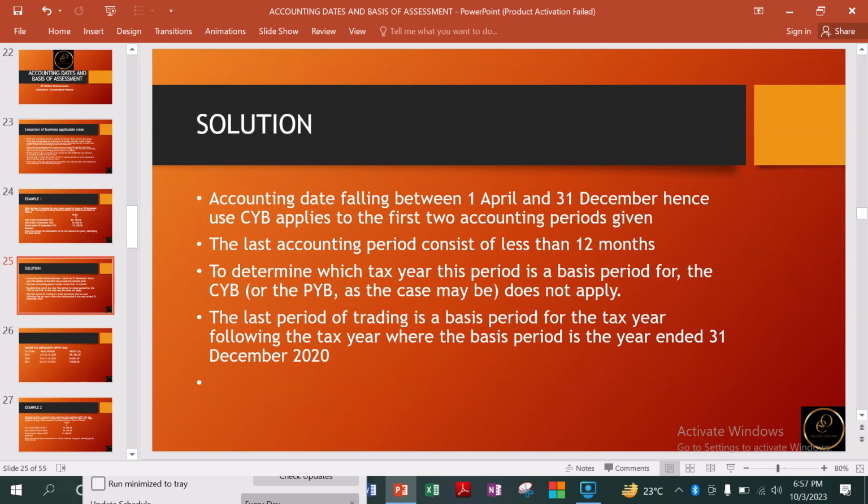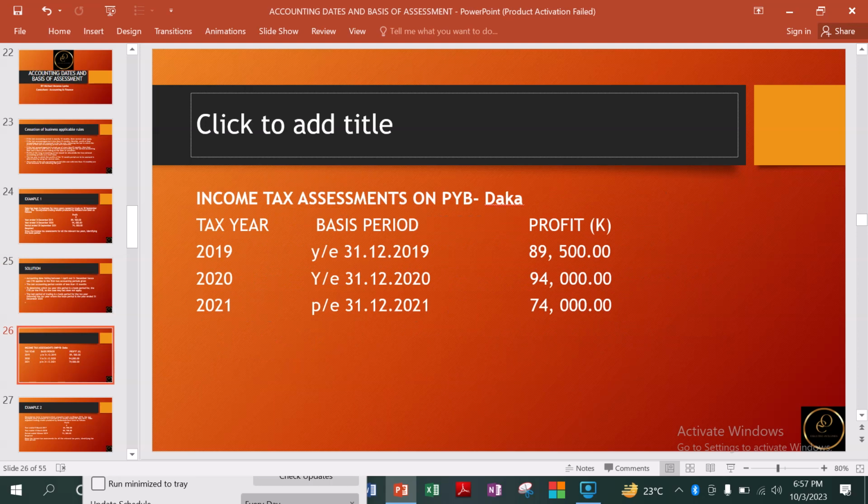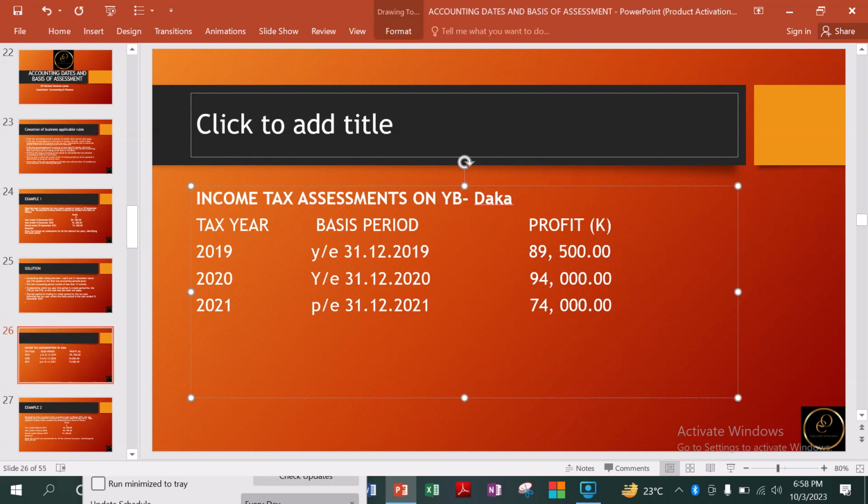Now, following from these observations, how do we go about working on this particular task? That's the next thing I want to demonstrate to you. As before, you need to look at the heading. In this particular case, it says income tax assessment on previous year basis. This is supposed to be current year basis, not previous year basis. We look at this particular adjustment here, current year basis.